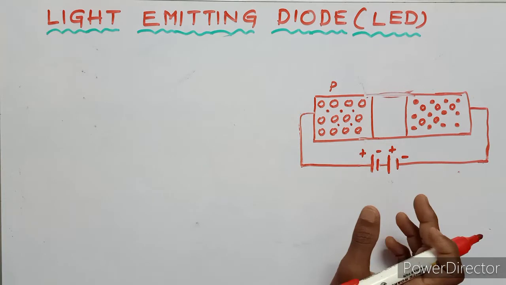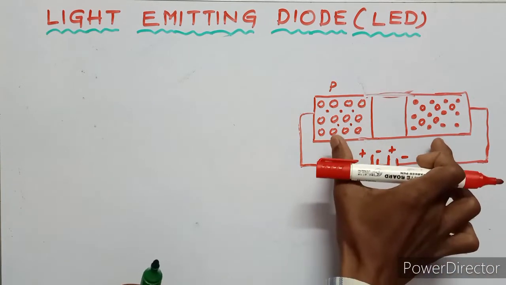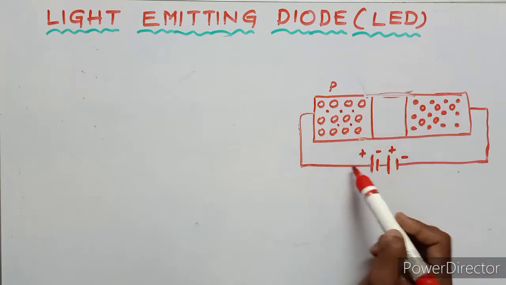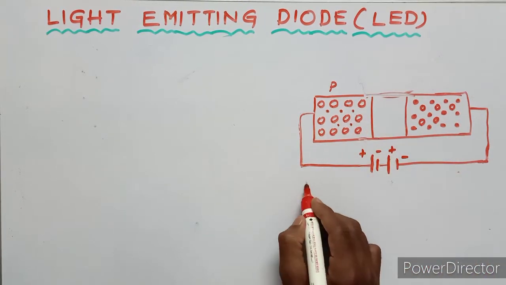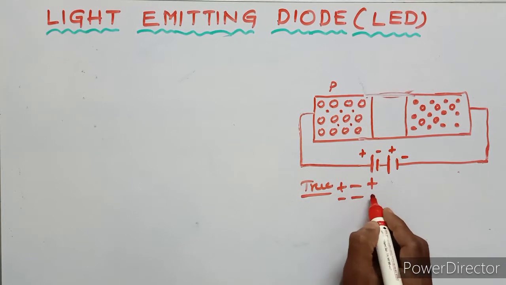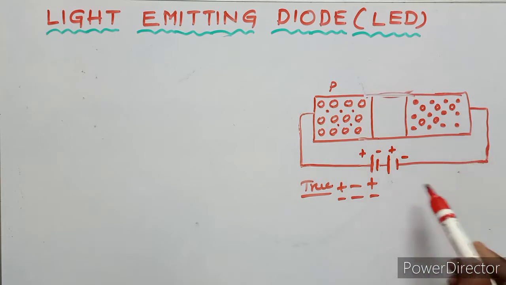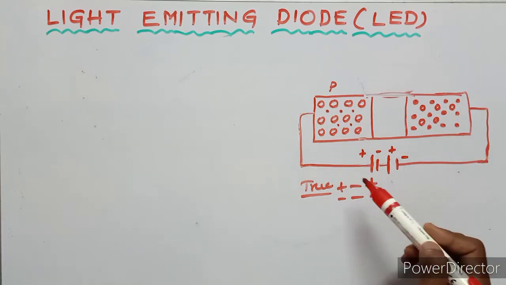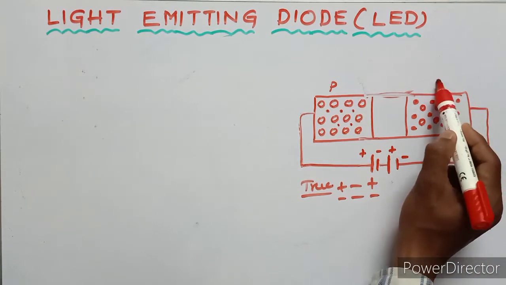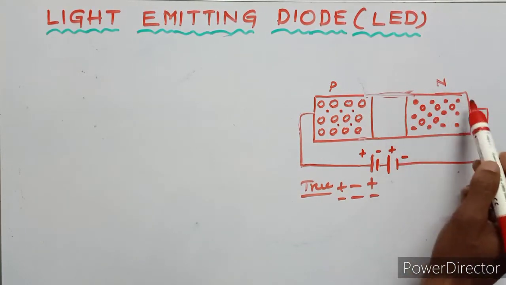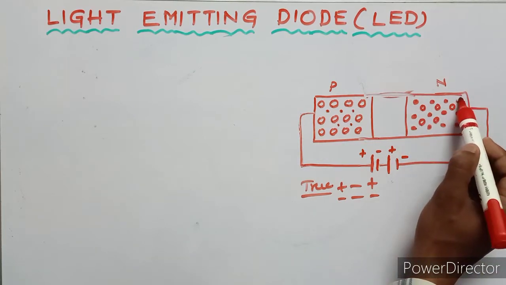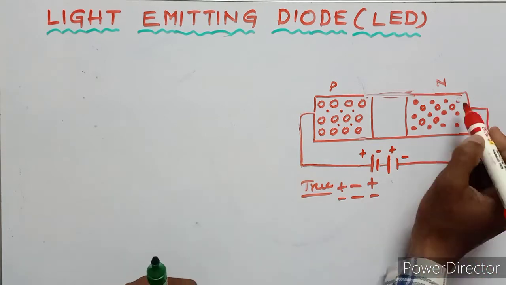The working of the light emitting diode. This is the PN junction diode. If the PN junction diode is in forward bias, meaning true connection, plus to plus, minus to minus, then the electrons from inside the N type of semiconductor move. In the N type of semiconductor, free electrons are the majority charge carriers.